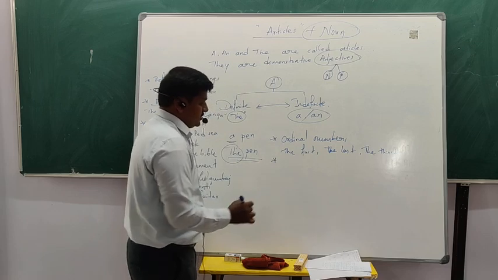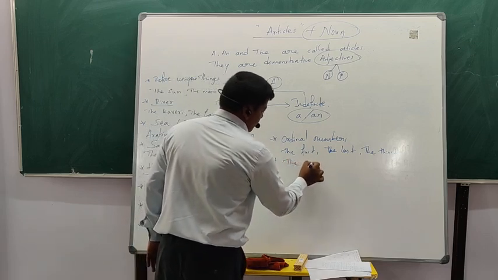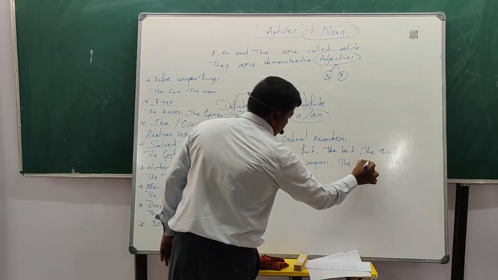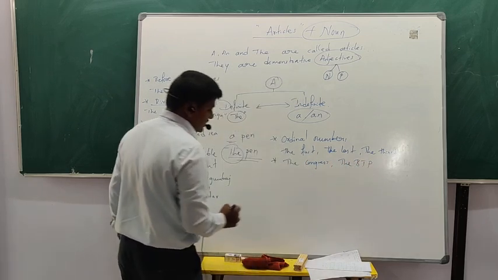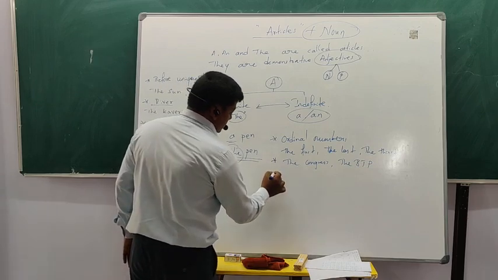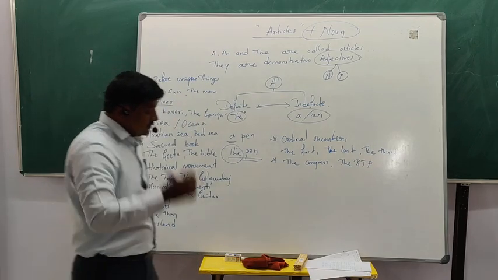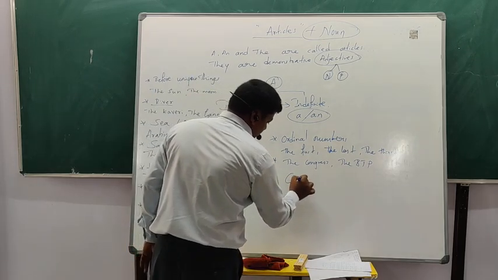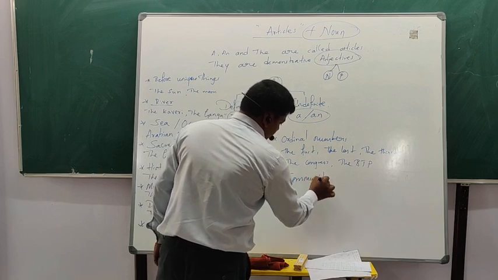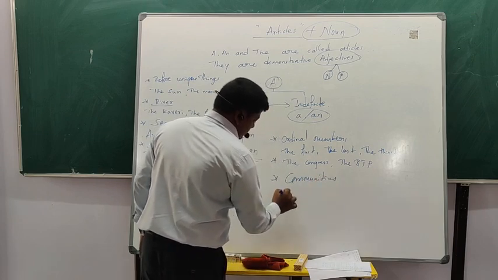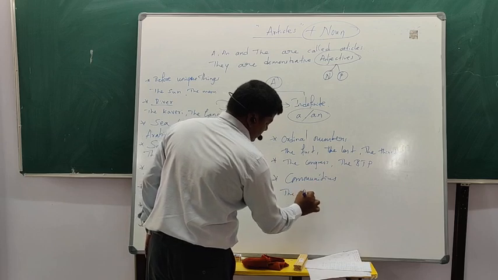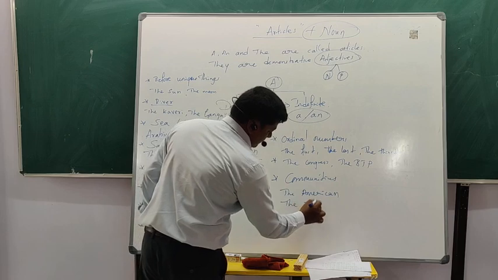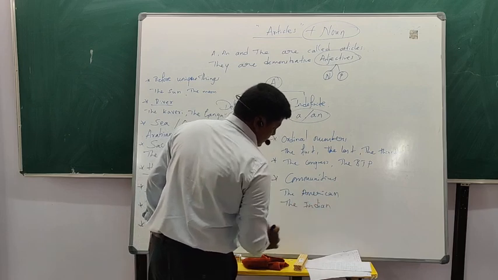Before the parties, the Congress, the BJP, the is compulsorily used. Before short forms, before communities, the Indians, the Americans, the Indians, the is used.